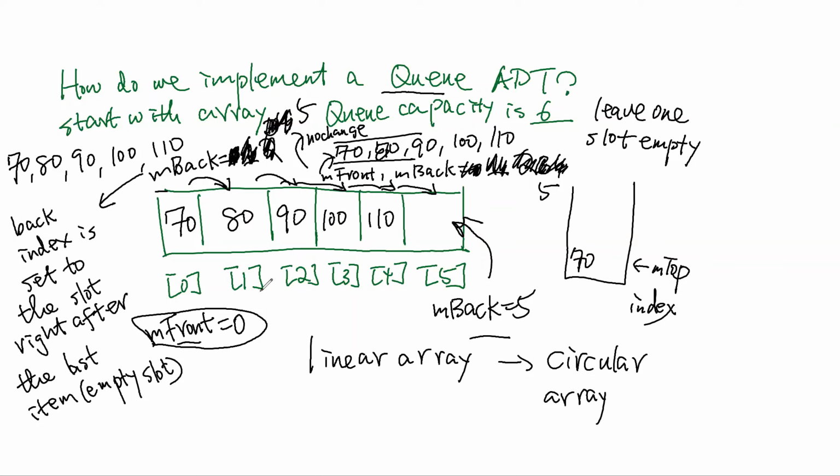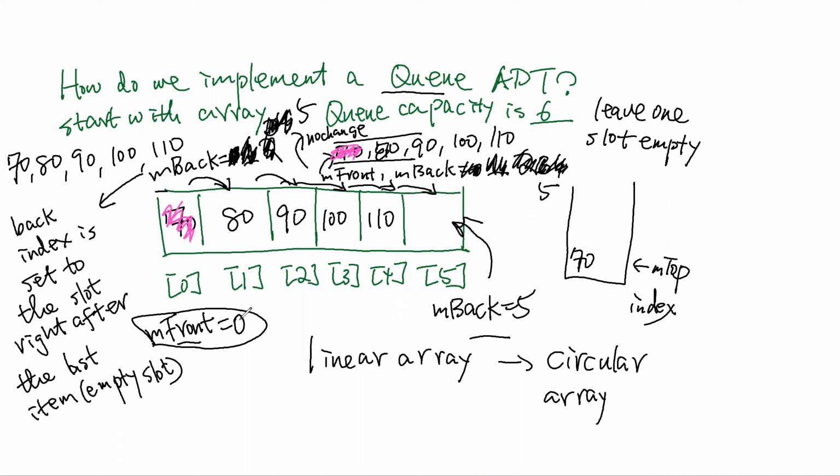Okay, so now we discussed adding. Now let's see if I want to remove. Let's pick this. I want to remove 70. After I remove 70, front should be updated to what? Front shouldn't point to 0, because your front item is 80.